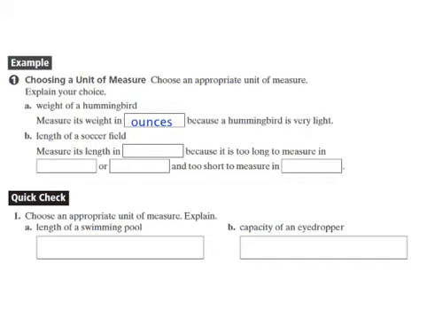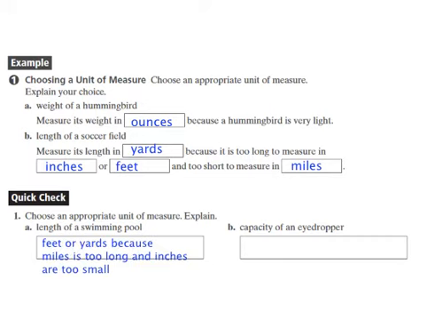Measure its length in yards because it's too long to measure in inches or feet and too short to measure in miles. For the length of a swimming pool, I would accept feet or yards. Inches is too short and miles is definitely too long. For the capacity of an eyedropper, that would be fluid ounces because a cup would be far too large. Pause the video if you need more time to finish up these notes. Don't forget to write a question as you're going through the notes.